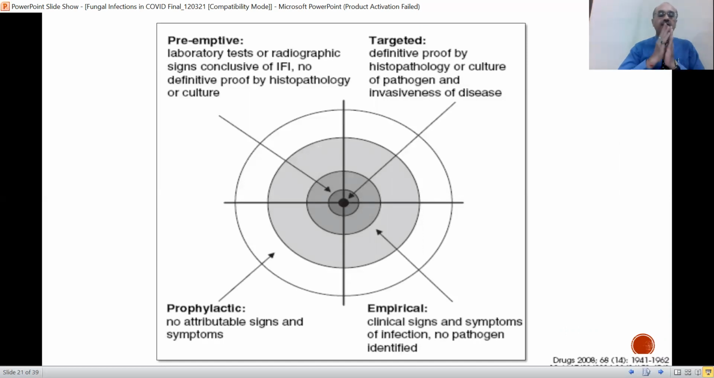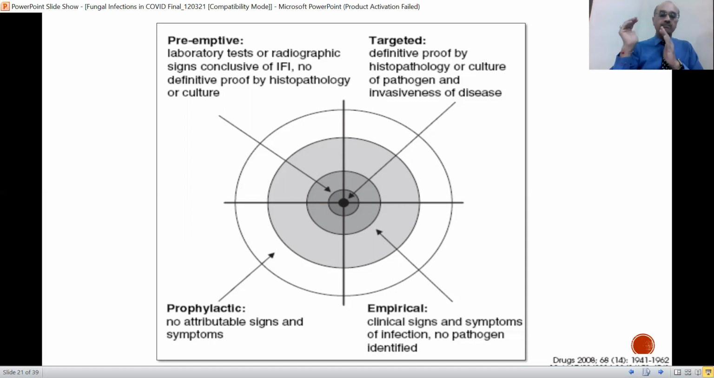What is prophylactic antifungal therapy? Prophylactic drugs are given when there are no attributable signs and symptoms. Say, for example, if your patient is in the ICU and critically ill on a ventilator, and this patient has catheters and is on parenteral nutrition, so he's a ready-made candidate for fungal infection. So instead of waiting for him to develop fungal infection, you can give a prophylactic. That is where this category comes.